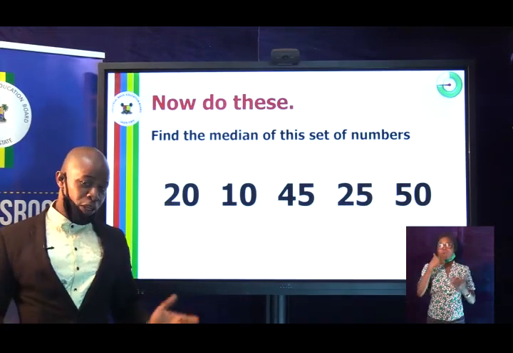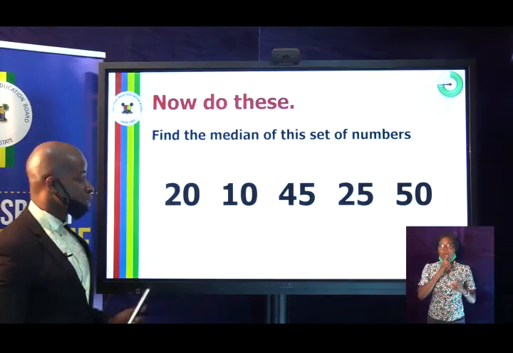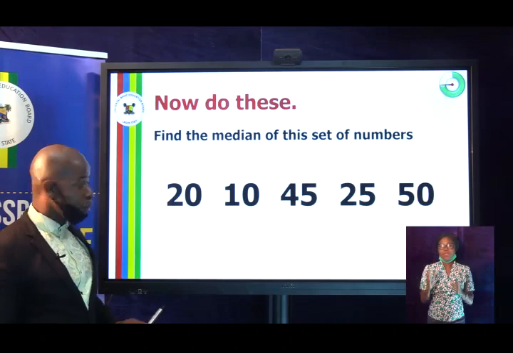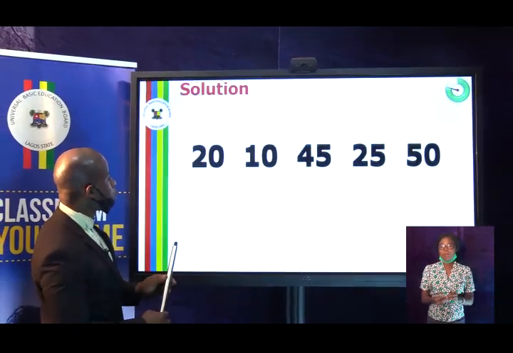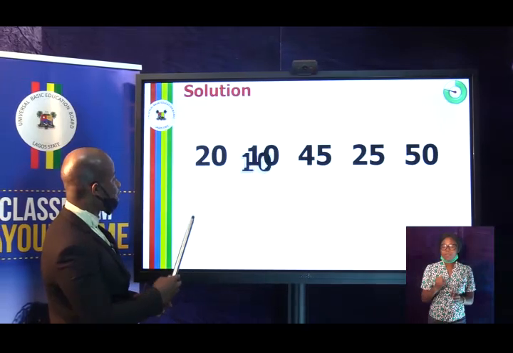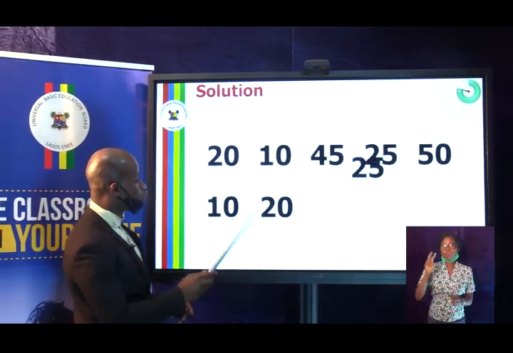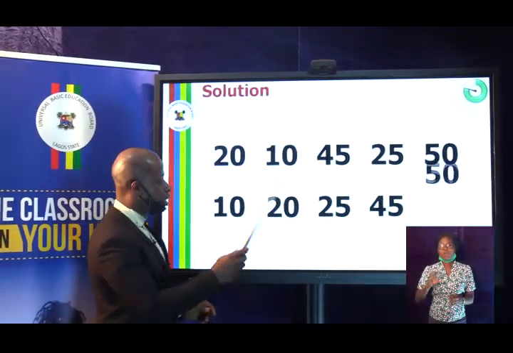Alrighty then. I believe you've gotten your answer by now because this one is quite easy. Not many numbers to arrange. The first thing that I'm going to do here is rearrange the numbers. Now the smallest of them is 10, followed by 20, followed by 25, followed by 45, now 50.